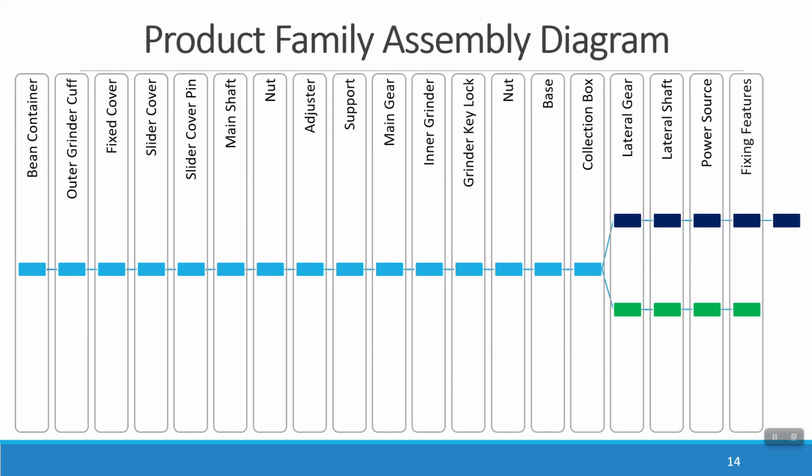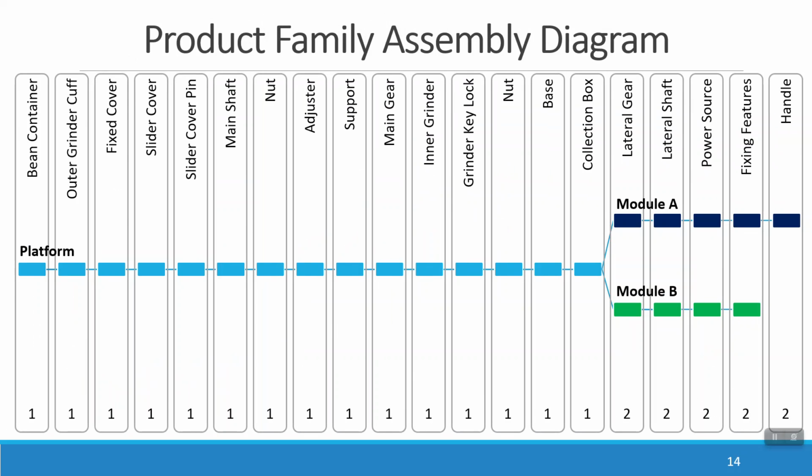And finally, in the product family assembly diagram, we can identify how the application of delayed differentiation helps to maintain a single product close to the end of the assembly process. The product differentiation is done in the last quarter of the assembly process.